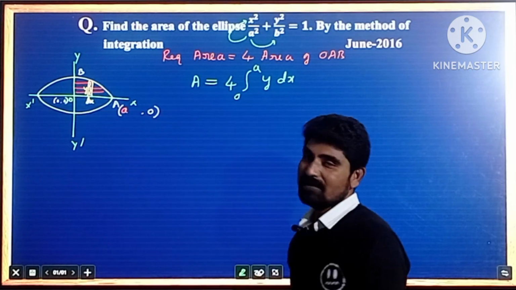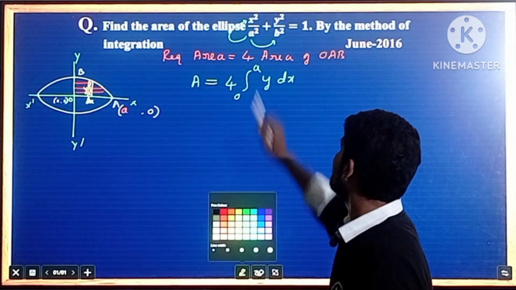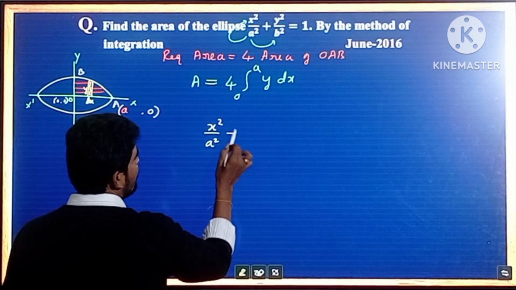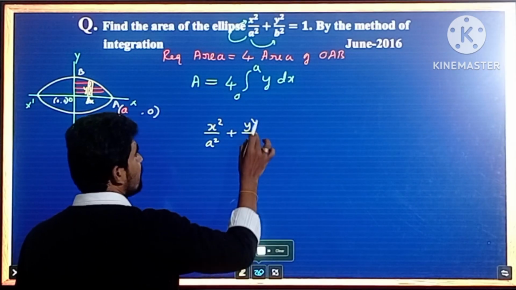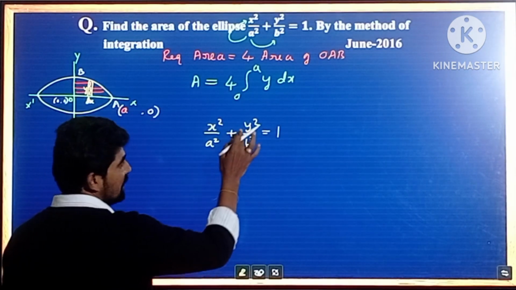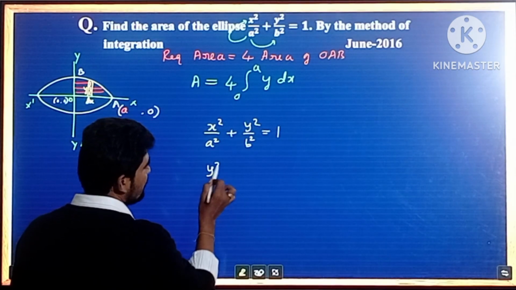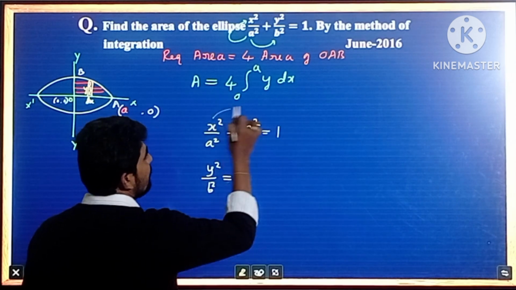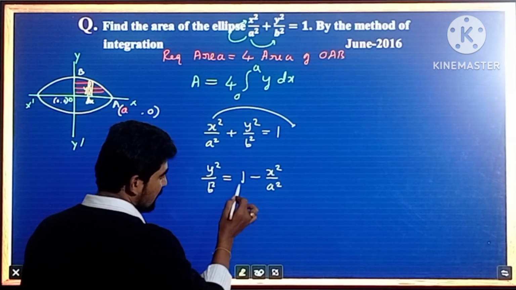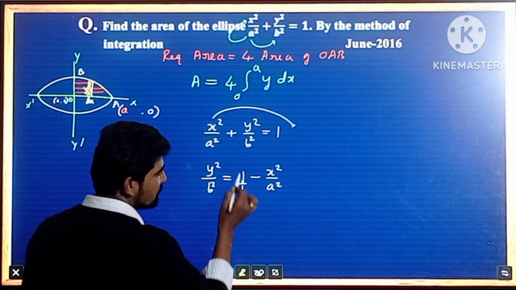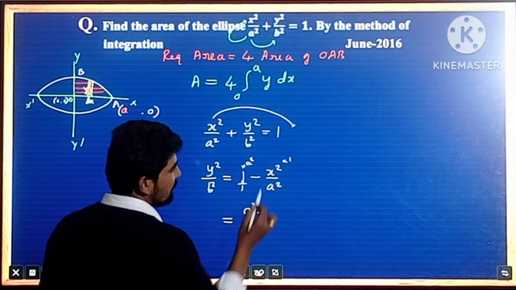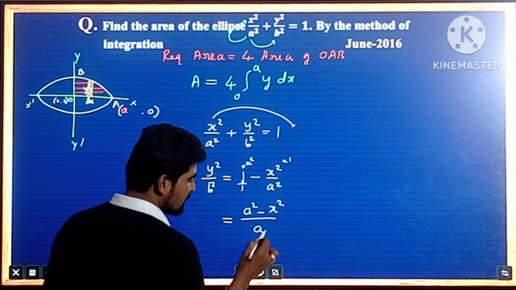Now we need the value of y, and that y is obtained by what? Given equation of ellipse. Here the given equation of ellipse is x square by a square plus y square by b square equals to 1. Now we need to extract the y. So therefore y square by b square is equals to 1 minus of x square by a square. So on RHS I can take LCM. Here nothing means 1. LCM of 1 and a square is a square. Here multiplied by a square. Here multiplied by 1. So 1 into a square minus x square into 1, x square divided by LCM a square.